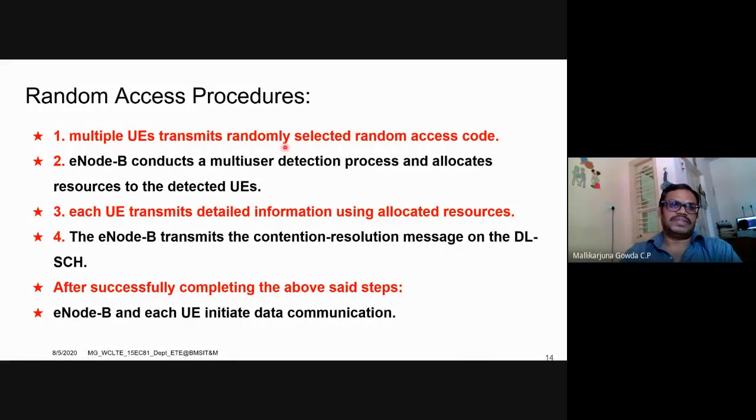So after successfully completing all these four steps, the user equipment will transmit a random access code to the ENB. The ENB will transmit the response to that. Then it will do the transmission, then contention resolution. Now the ENB and the user equipment will initiate the data communication. Okay, so these are the preliminary steps which are required to initiate the data communication between the user equipment and the ENB.